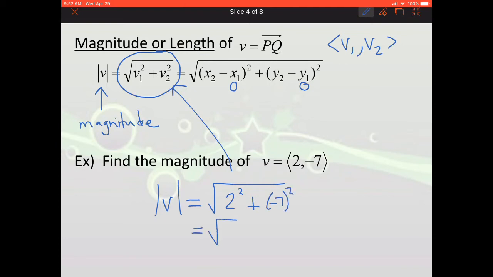So I have the square root of 4 plus 49, which comes out to the square root of 53. If we could simplify it, do it. If the directions say a decimal answer is acceptable, we'll go ahead, but the magnitude of this vector, its length, is square root of 53 units.